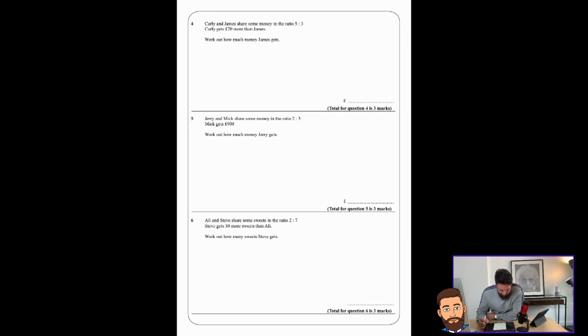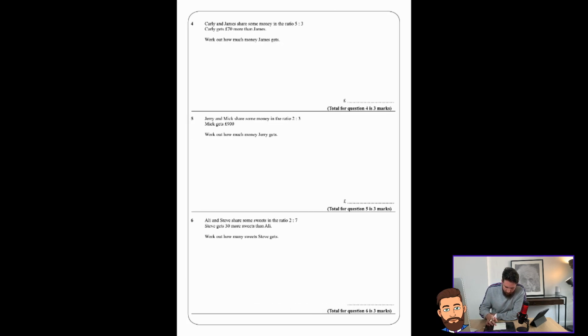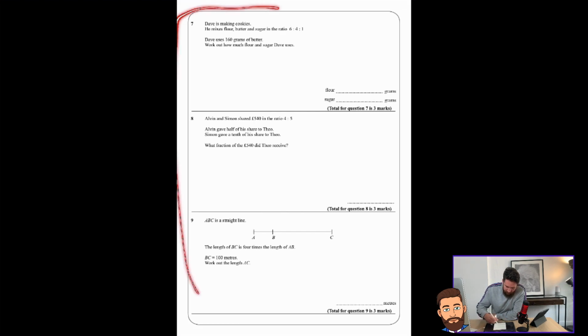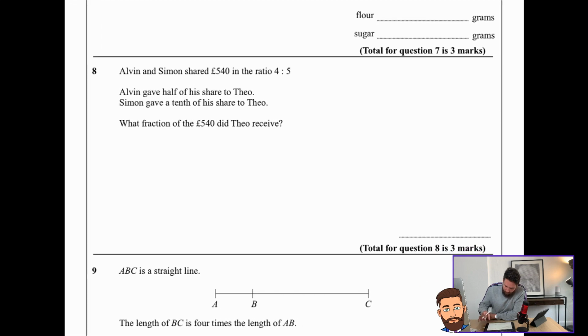Okay, so the last question that I would like to go through would be question 8. So you can have a go at these on your own. I'll put links to the answers in the description. But let's just focus on 8, because there's a little bit more to 8.